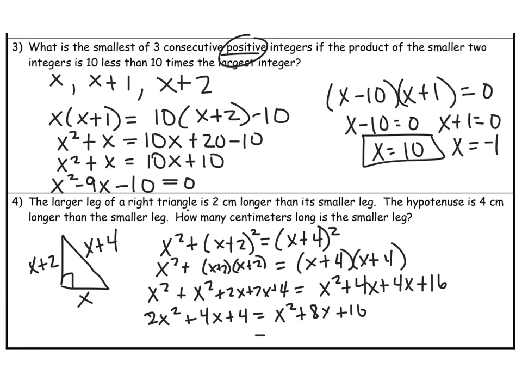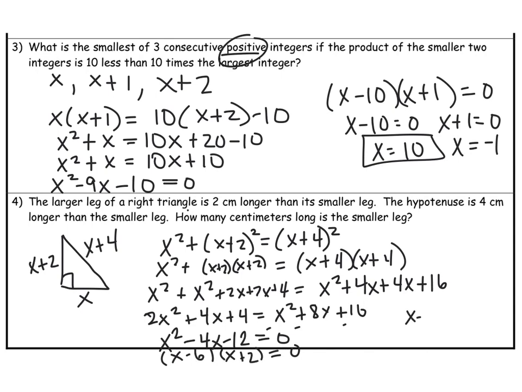But I want it equal to 0 so that I can solve it. So I'm going to subtract each of these things to the other side. So 2x squared minus x squared would just be x squared. 4x minus 8x would be negative 4x. And 4 minus 16 would be negative 12. And then we'll factor that. So the factors of negative 12 that add up to give me negative 4 would be negative 6 and positive 2.